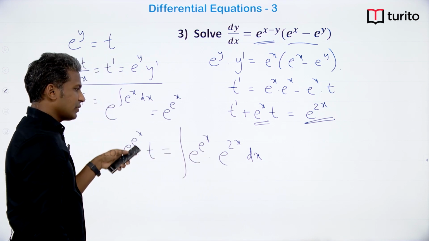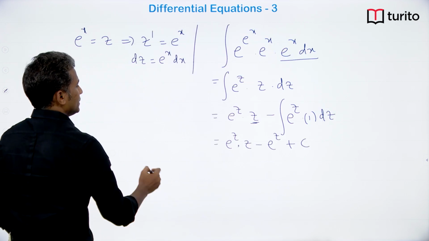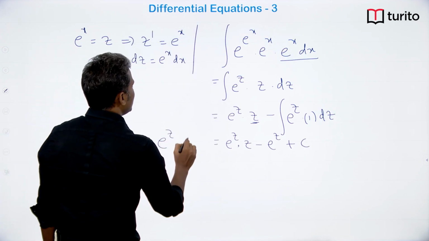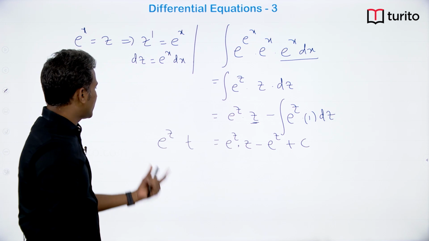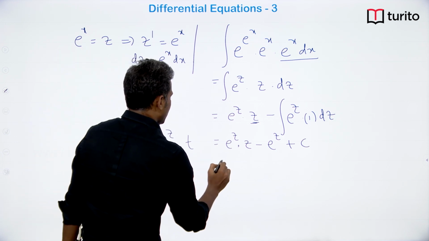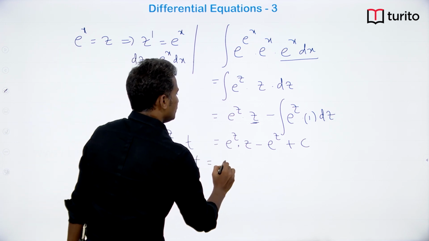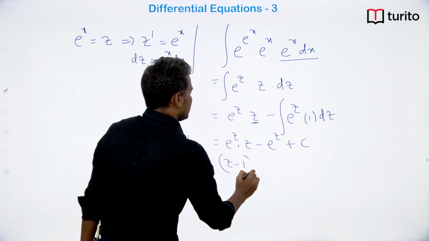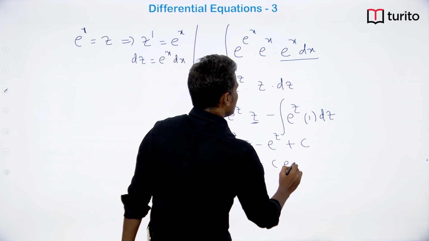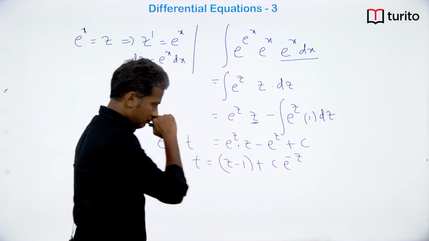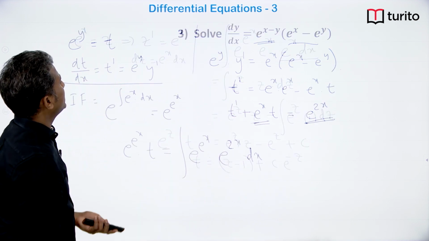e power x into t. So, this is e power z into t. Now, try to simplify for t. So, for t we are getting t is equal to z minus 1 plus c into e raised to minus z, right. Now, what is t?